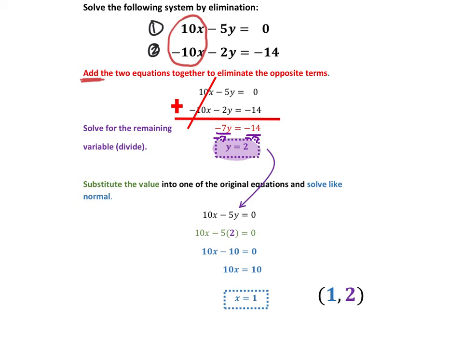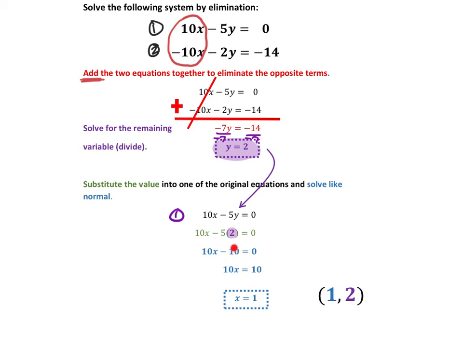I'm already halfway there. The second or the last step is just as simple as it was when I was using substitution. I'm going to take that value that I just got and substitute it into one of the original equations and solve like normal. So look what we did. We've taken the first equation and we've plugged in 2 for y. At that point, all I have to do is solve like normal.